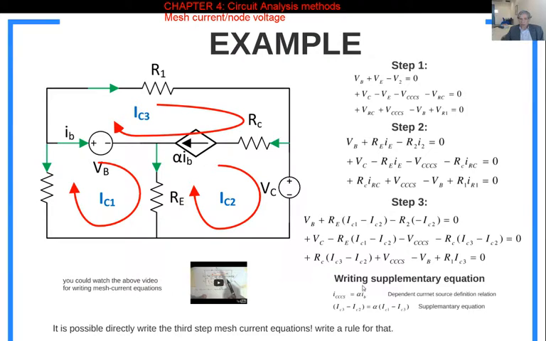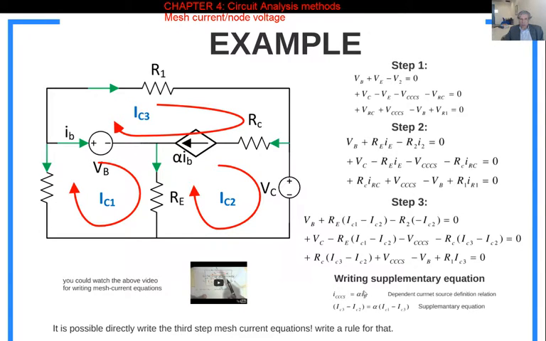How are we going to write this? Writing the supplementary equations. This was the element for which we couldn't write the definition relation in this equation, but we know the definition relation of this element is this. As I already said, this dependent source's definition relation is not written next to it. Only the alpha IB is written here. How I am going to transfer this information to this element definition relation is easy. Since you see that diamond shape, that means dependent source. Because of the current reference here, it is a dependent current source. Dependent current source current is equal to alpha times IB. So that's the definition relation.